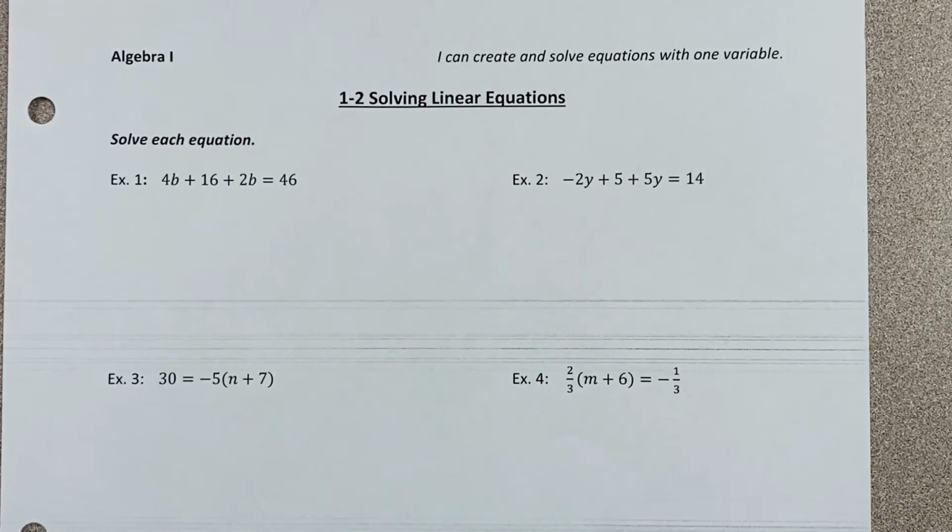All right, we are starting chapter 1, section 2, solving linear equations. So in these problems, you're going to be combining like terms, using distributive property, and doing what you can to solve for the variable. So there's going to be different types of problems here. The first thing you're going to do is look for like terms. Like terms are just plain numbers or constants or variables that are the same in different terms.